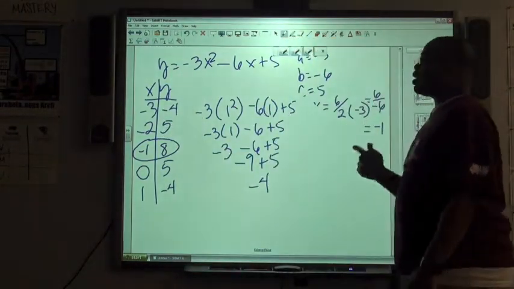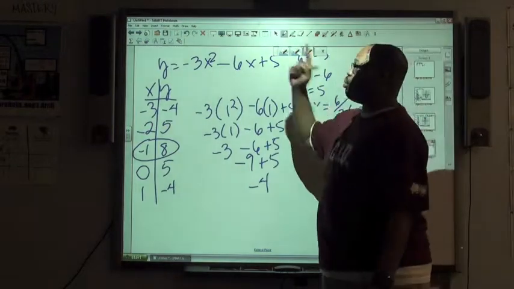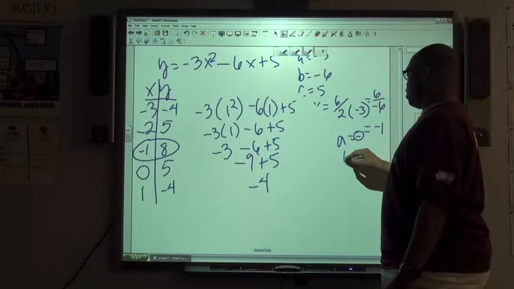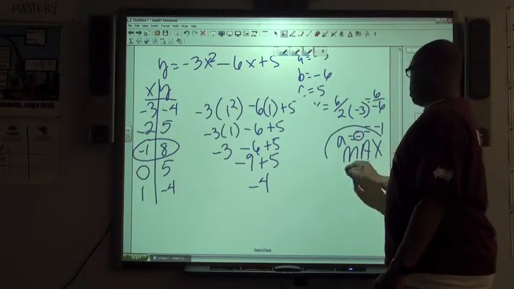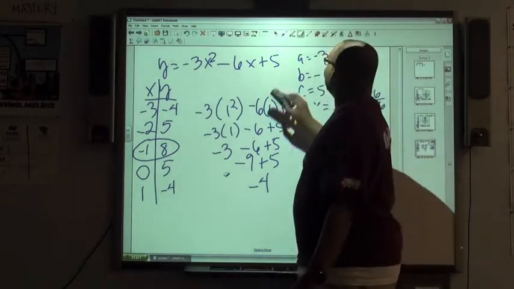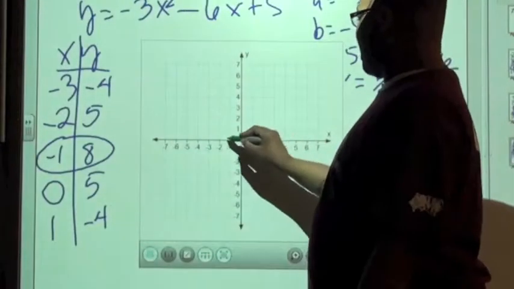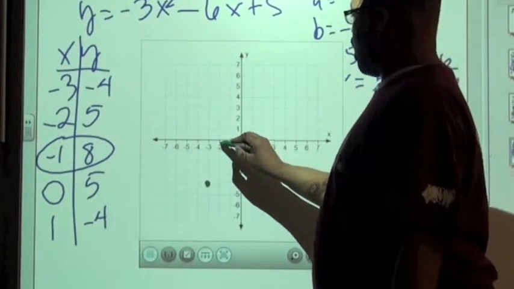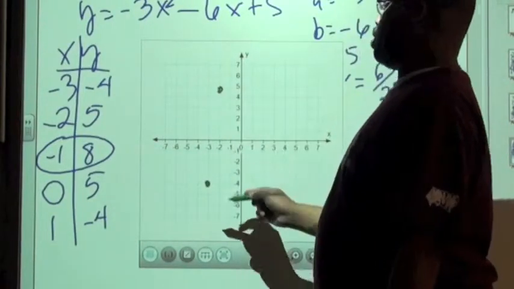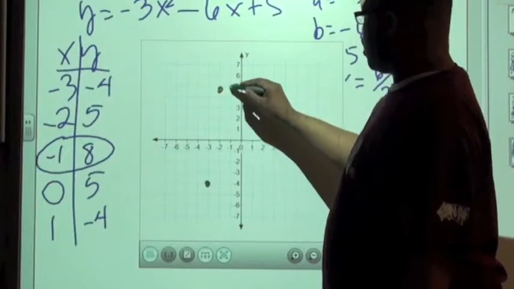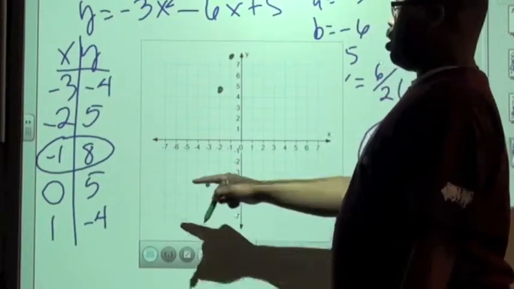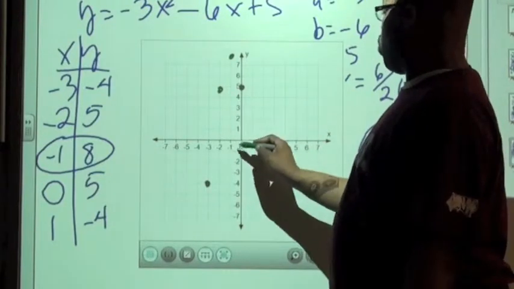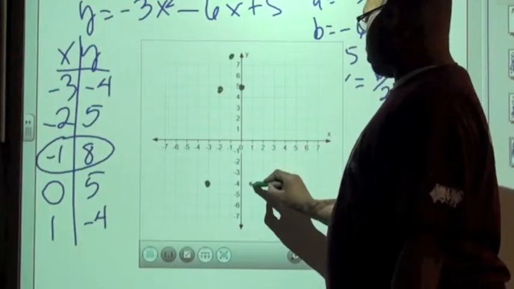Now we have all our points we can graph. Once again, this is going to be a maximum because our a is negative. All right, let's start from the top. Negative 3, negative 4. Negative 2 and positive 5. Negative 1, positive 8, 0, 5, and 1, negative 4.